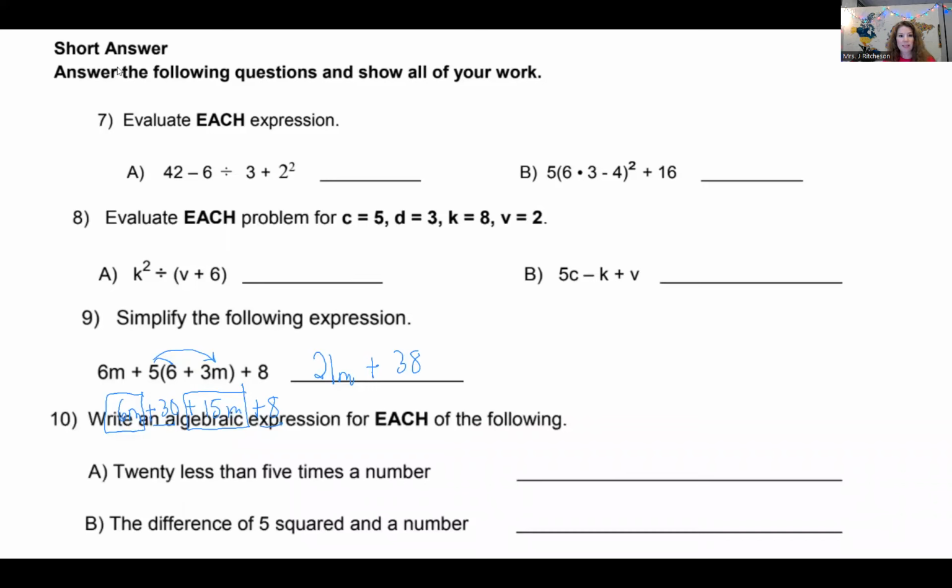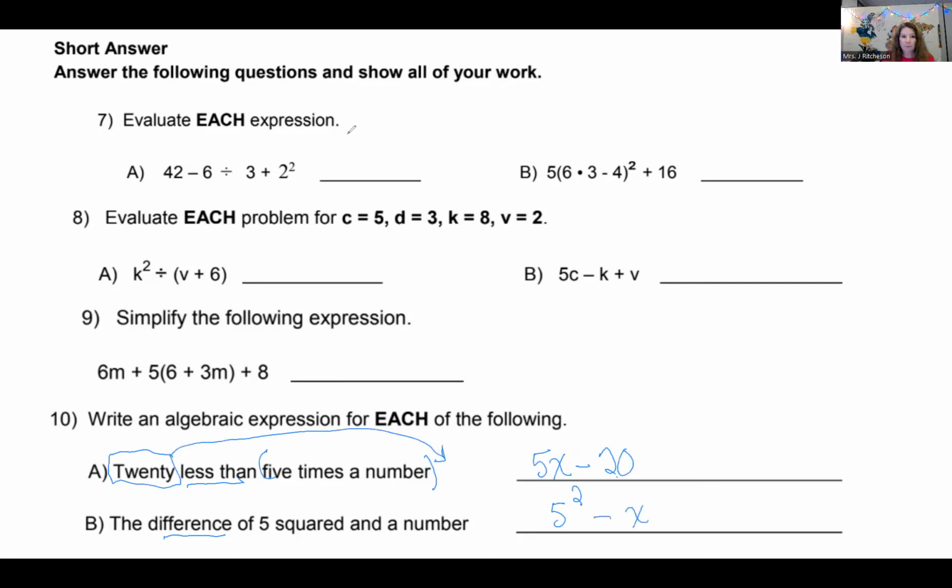All right, and number 10, let me get rid of this. Write an algebraic expression for each of the following. 25 less than, so remember less than, we take what's in front and we put it at the end. All right, so what are we looking at now? We're looking at 5 times a number, and 20 less than that. At the end, we're going to write minus 20. Okay, if you wrote 20 first, that is incorrect. The difference of, so we're going to write this in the order it's written, the difference of 5 squared and any variable and a number.